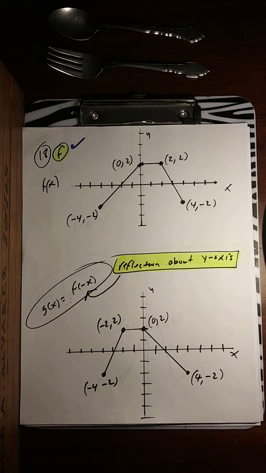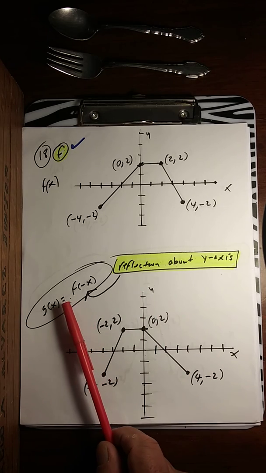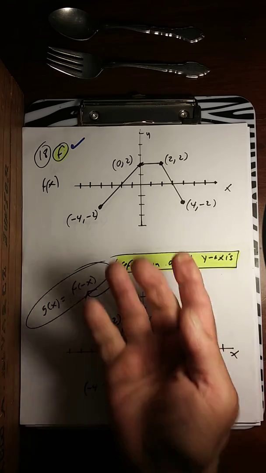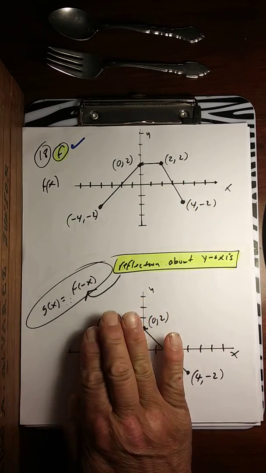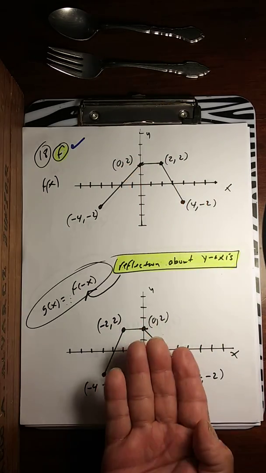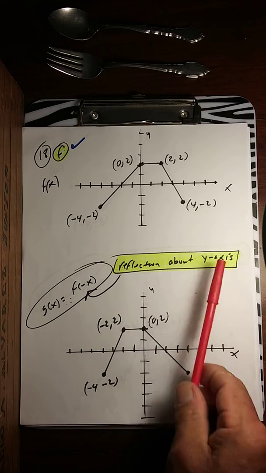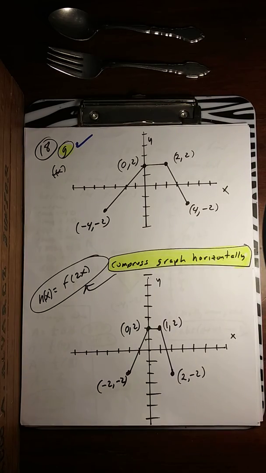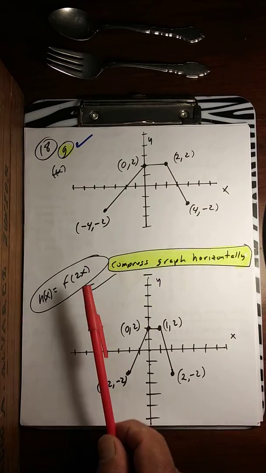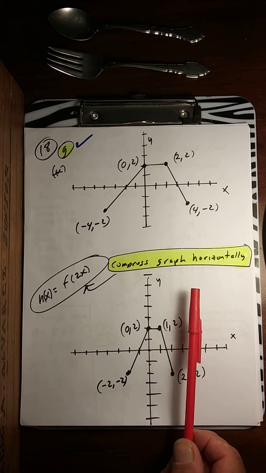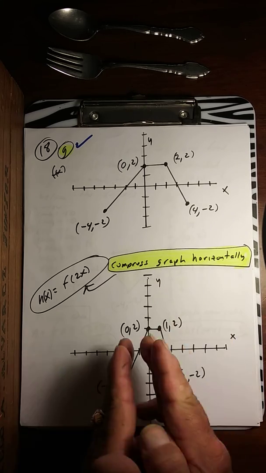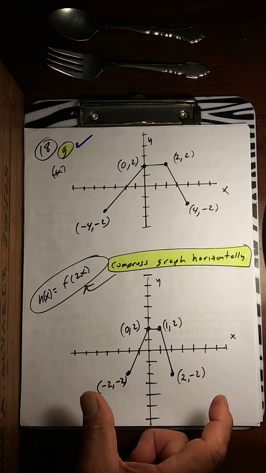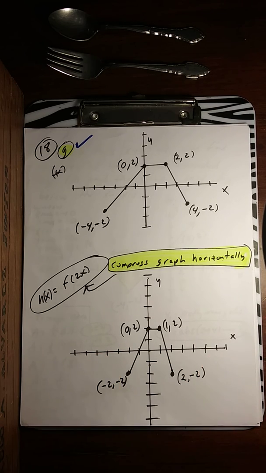This one. Original problem. So f of negative x is going to be a reflection about the what? Y-axis. Here's the y-axis right here. So this graph right here is going to rotate like that, right there, about the y-axis. This one, f of 2x, is going to compress the graph horizontally. I'm just going to go like this. That means it's going to squeeze together that way.